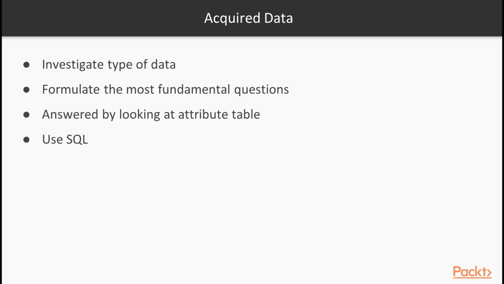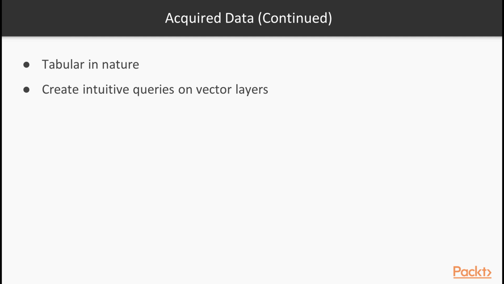To ask QGIS about vector layers, we have to use a specific language called SQL, or Structured Query Language. Let's begin with SQL in GIS. SQL is the query language of relational databases. The attribute data can be considered tabular. Its power for creating intuitive queries on vector layers is unquestionable. This language is very simple at its core, thus it is easy to learn and understand.